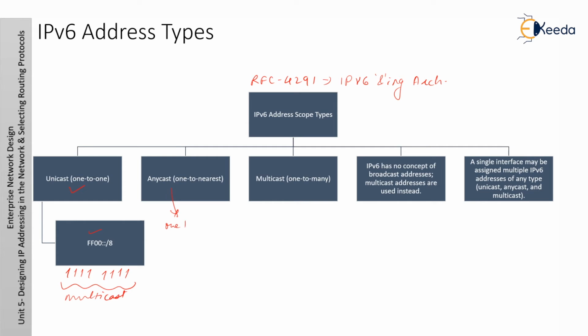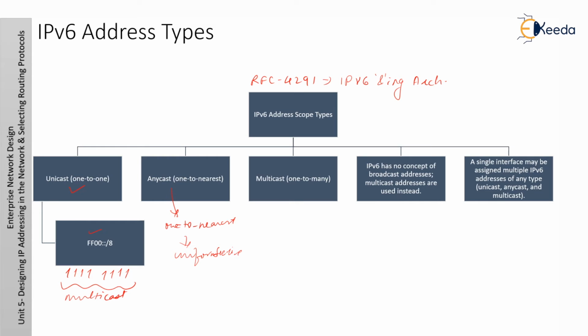Now come to anycast, one to nearest. What is that? An IP version 6 anycast address is a new type of address that is assigned to a set of interfaces on different devices. An anycast address identifies multiple interfaces. A packet that is sent to an anycast address goes to the closest interface as determined by the routing protocol being used, identified by the anycast address. Therefore, all nodes within the same anycast address should provide uniform service. So this is responsible for uniform service.